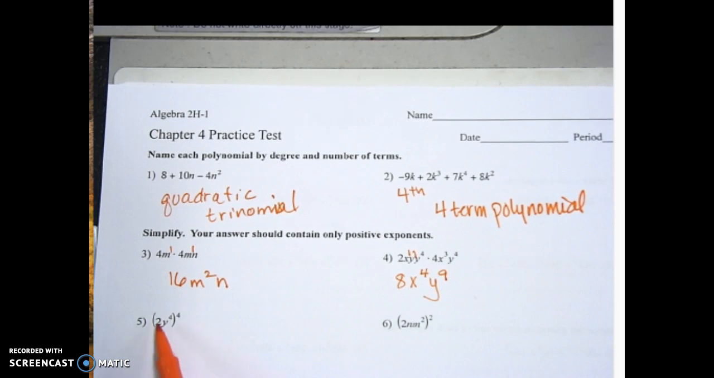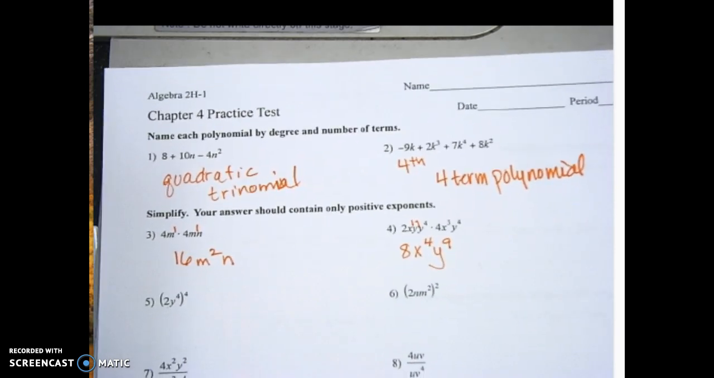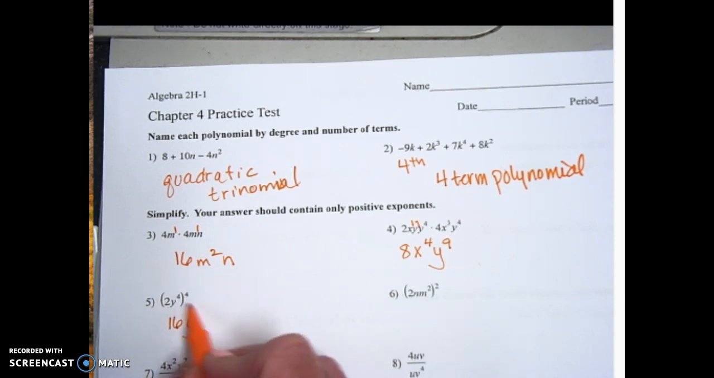Jumping down to number 5, we want to take everything in the parentheses to the power of 4, including the 2. So 2 to the power of 4 is 16. And y to the fourth to the fourth, this is power to a power, so you multiply the 4 times 4 and you get 16.